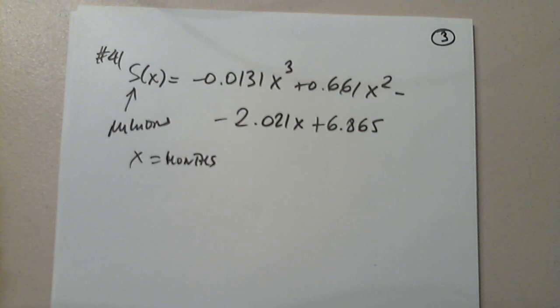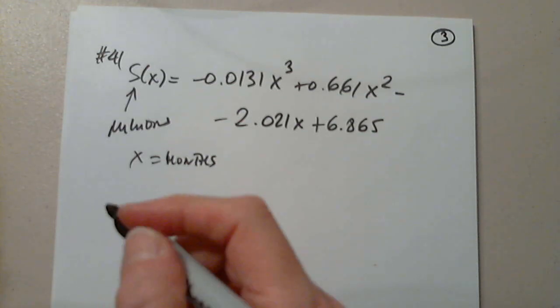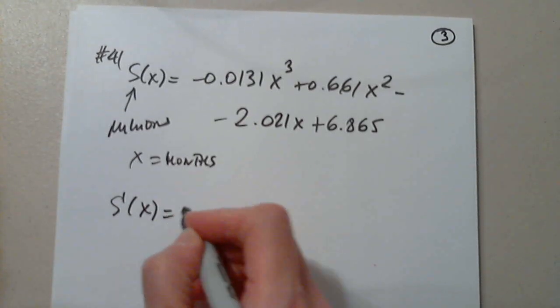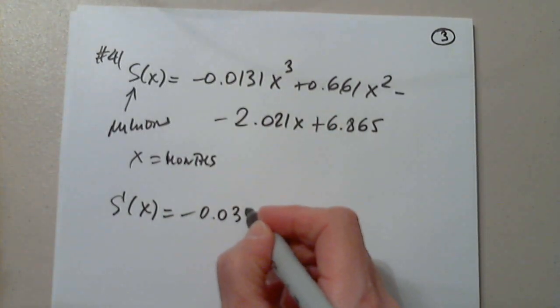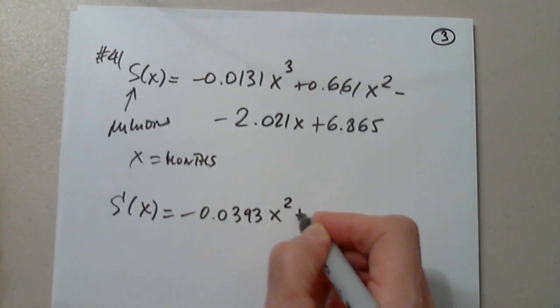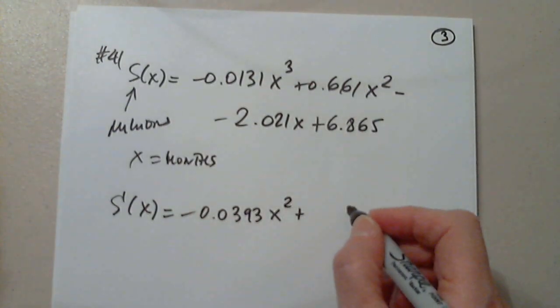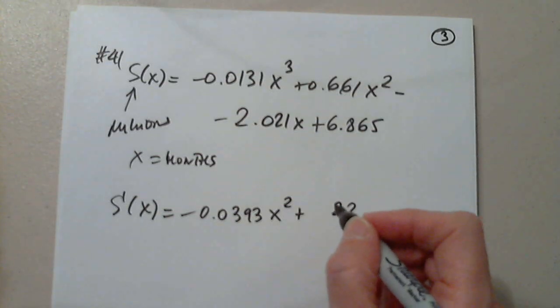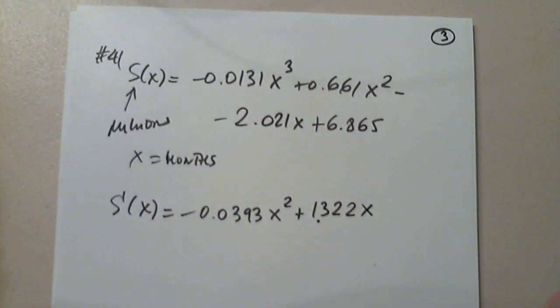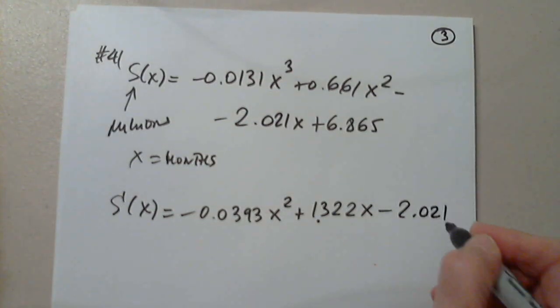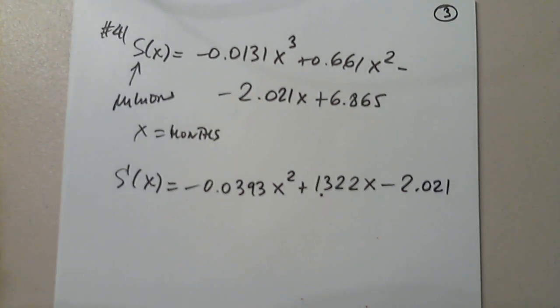Take the derivative of s of x. Yes, we have to find the first derivative first. S prime of x: negative, I multiply, 0.0393 x squared plus, multiply by 2, 1.322 x minus 2.021. Awesome. So we found the first derivative.